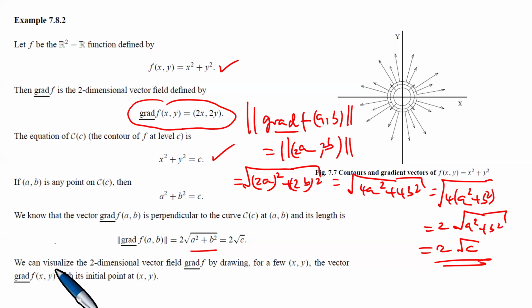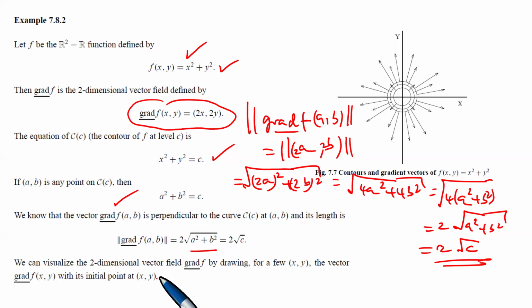Okay. So we know that the vector gradient of f at a, b is perpendicular to the curve c at a, b, and its length is, okay, we'll find the length of the gradient function. The length of the gradient function is exactly 2 times the square root of c, for this function. It doesn't mean the gradient of a function is always 2 times. No, it's for this function.